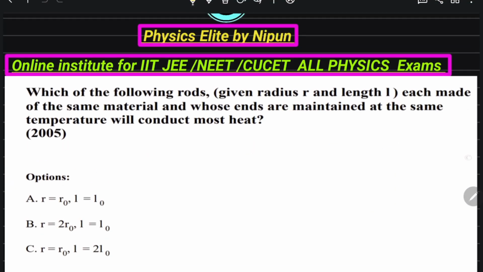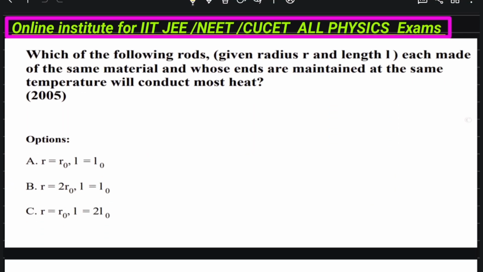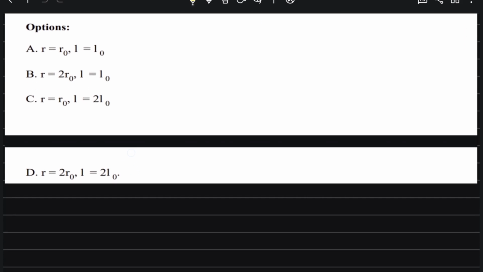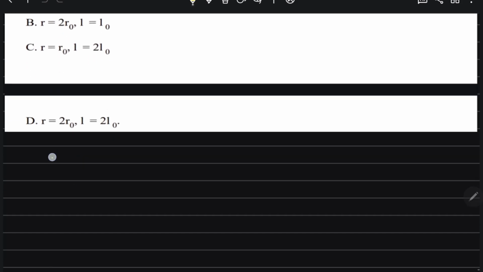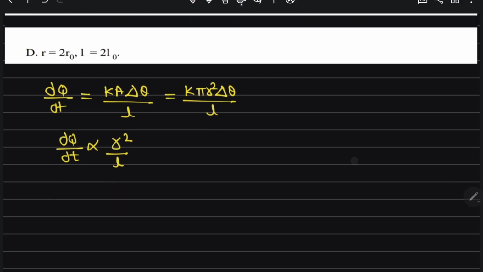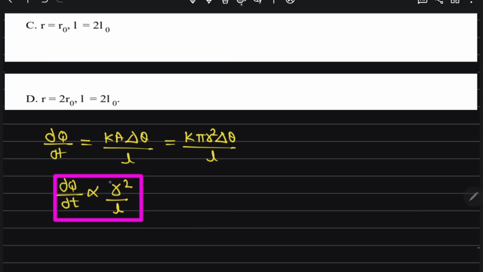Now I proceed to the next question, from 2005. Which of the following rods, given radius and length L, each made of the same material and whose ends are maintained at the same temperature, will conduct the most heat? We know dQ by dt is equal to KA delta theta by L, with area pi r square. So dQ by dt is directly proportional to r square by L. Whichever quantity is larger is our correct answer.